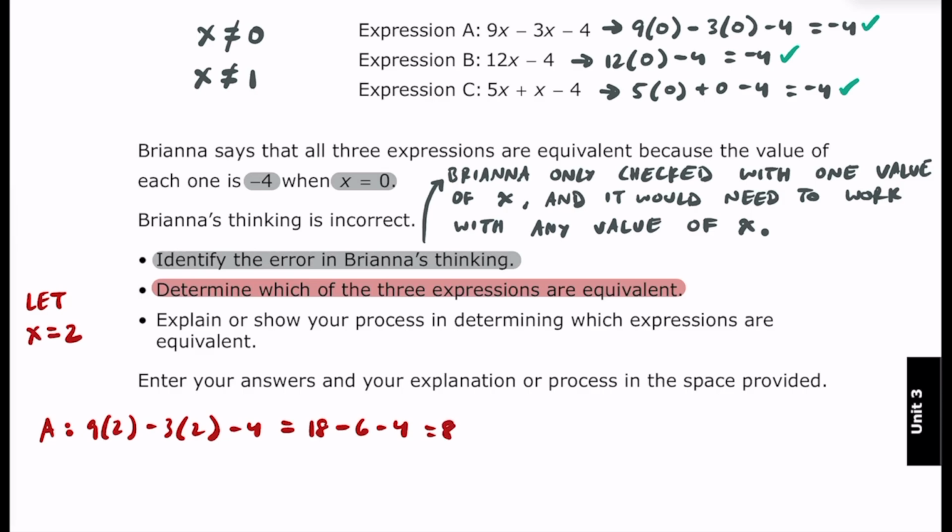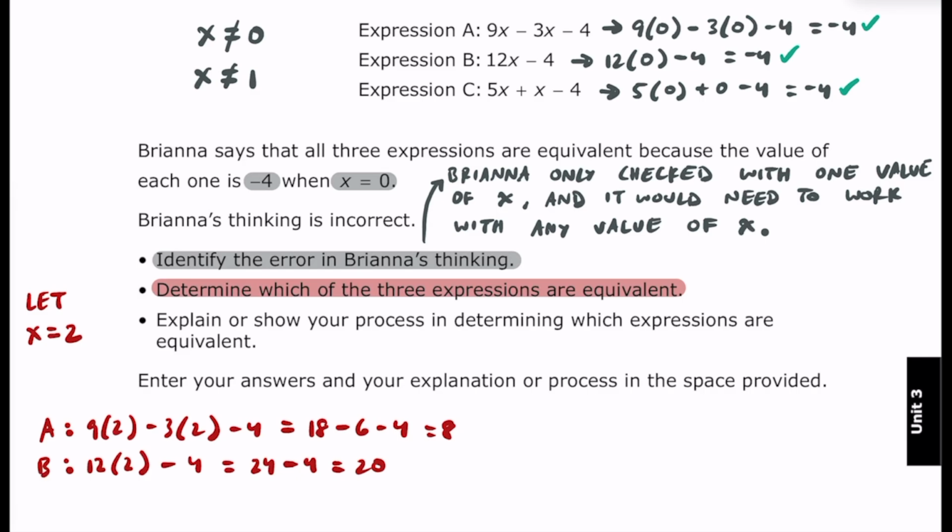Okay. If you look at expression B, B is 12x, which is 12 times 2 minus 4. So 12 times 2 is going to be 24. 24 minus 4 is going to be equal to 20. So notice how they're not the same thing.